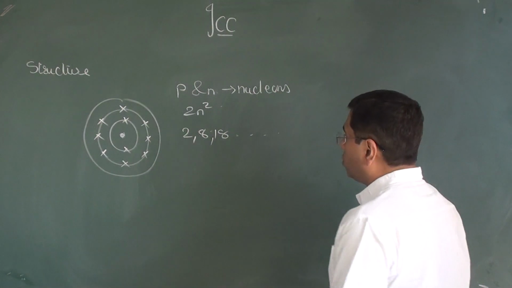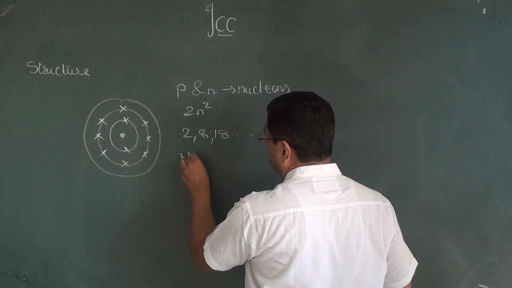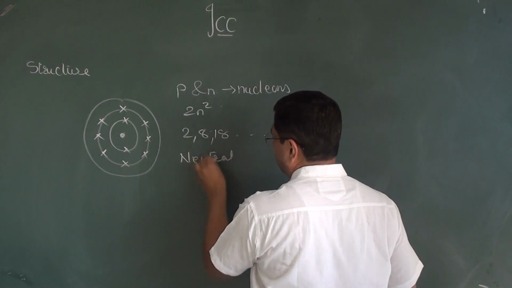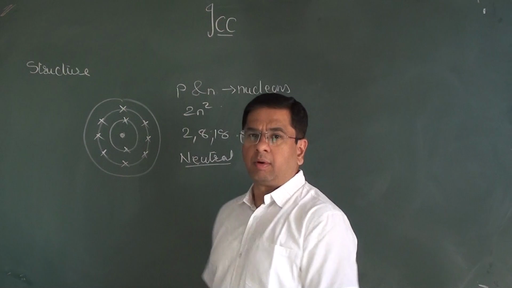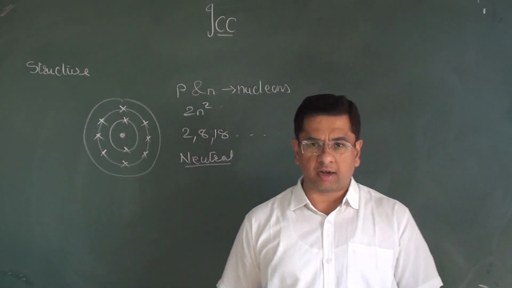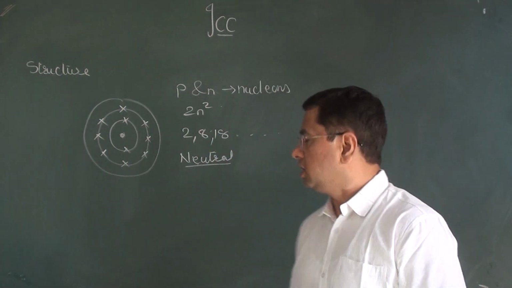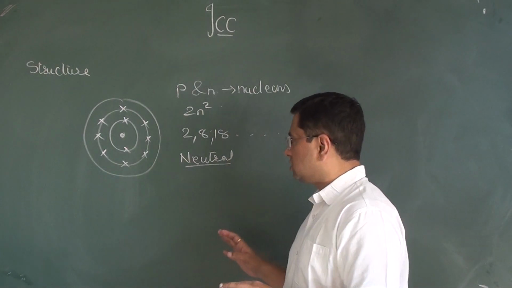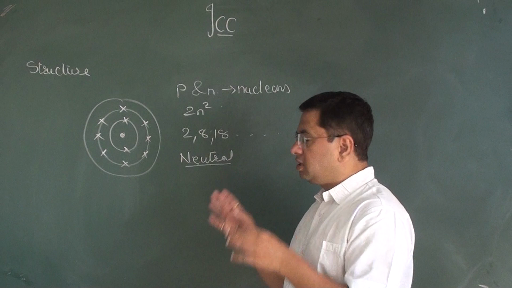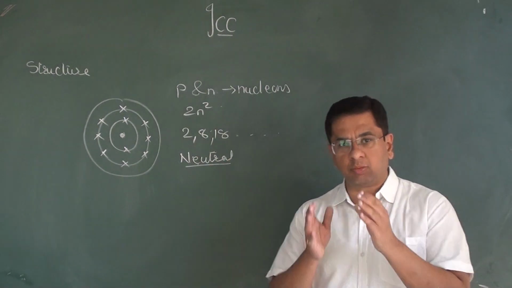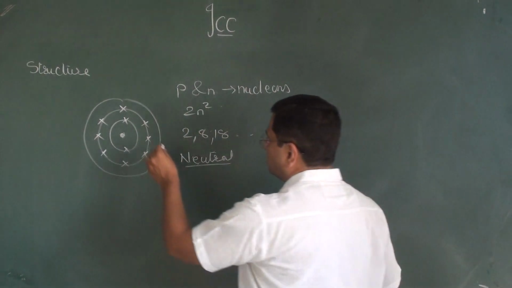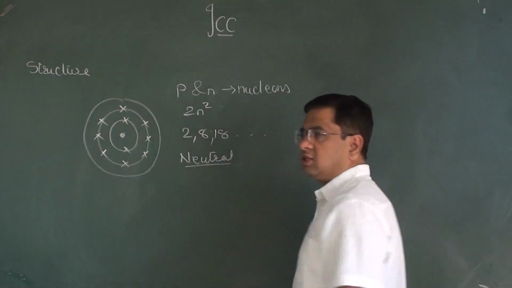Fine, we know that the electrons are revolving in a circular manner. We studied about the electrical neutrality of an atom. What does it mean actually? The atom has no charge. And the reason why the atom has no charge is because the total positive charge inside the nucleus is balanced by the total negative charge because of the electrons.